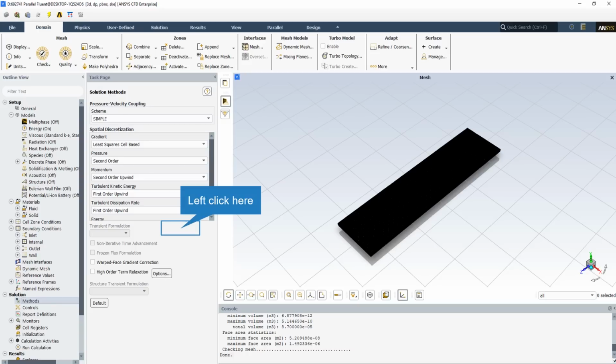When the pressure-based solver is used, the scheme can be either segregated, like SIMPLE, where pressure and velocity are updated separately, or coupled, where the pressure and velocity are updated simultaneously. ANSYS Fluent provides the following segregated types of algorithms like SIMPLE, SIMPLEC, PISO, and fractional step or FSM.